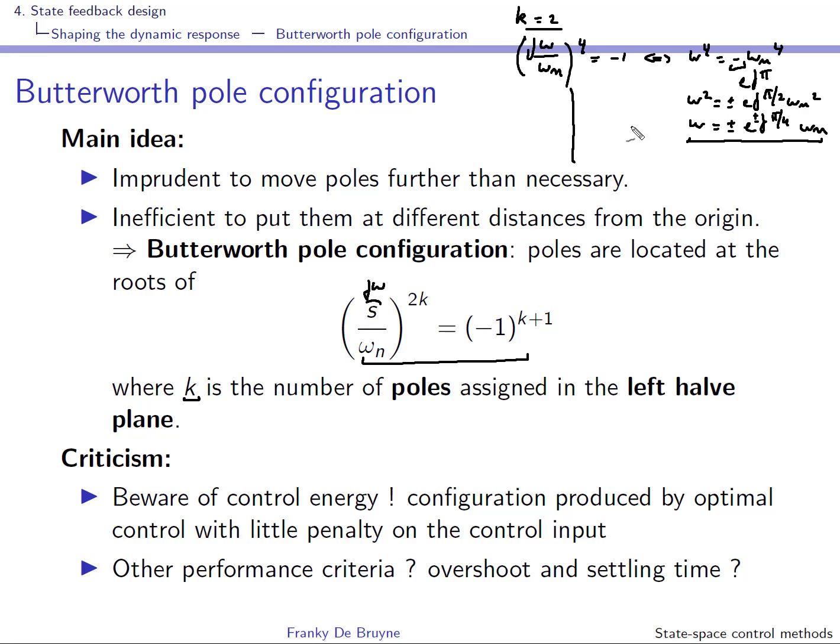If we have a look, this is omega n over here, and the roots are given here, here, here, and here. As you can see, there are 4 roots. 2 of them are in the left half plane, and we'll select the ones that are in the left half plane.